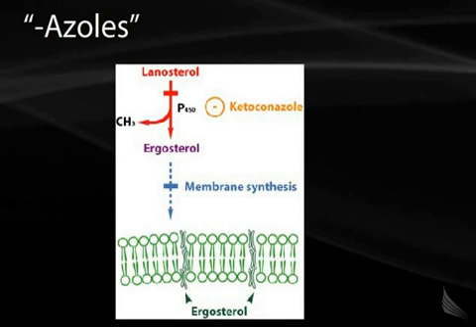The way that ketoconazole and other azoles work is by inhibiting the fungal cytochrome P450, which is responsible for converting lanosterol to ergosterol. And ergosterol is responsible for membrane synthesis. Therefore, if ketoconazole is present, then the fungus is not able to produce ergosterol for membrane synthesis.